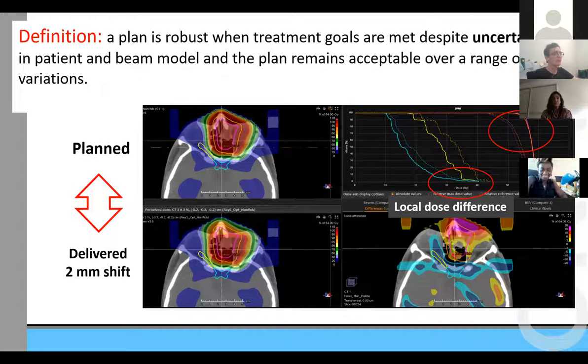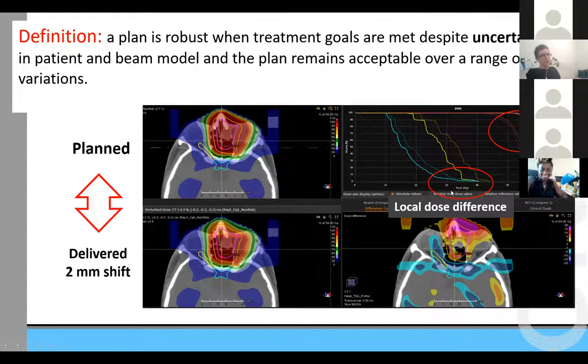Basically, we define a plan as robust when the treatment goals are met despite uncertainties in the patient and in the beam model, and the plan is acceptable over a certain range of likely variations. So this was a not very robust plan, but it's like a worst case scenario because it's a three IMPT field plan in the sino-nasal region, which is highly inhomogeneous. But this is what happens if you introduce a 2 millimeter shift: you will have differences either in target coverage, but also in the organs at risk. And these dose deviations that you see here are not really predictable, because they are not just outside the target volume, but also inside. This is due to the fact that the dose distribution of each single field of this three-field plan is highly inhomogeneous.